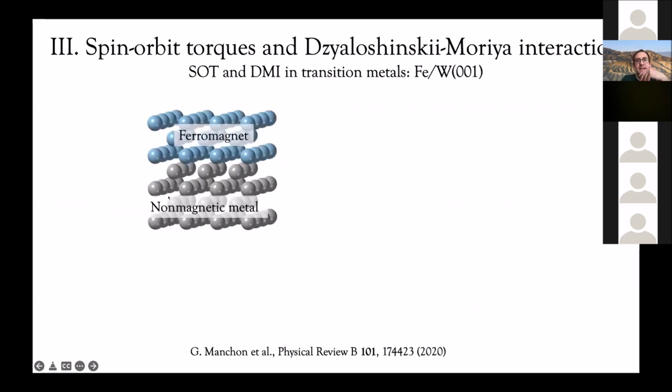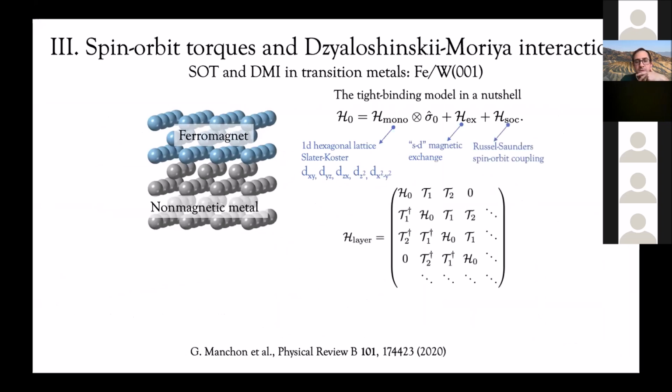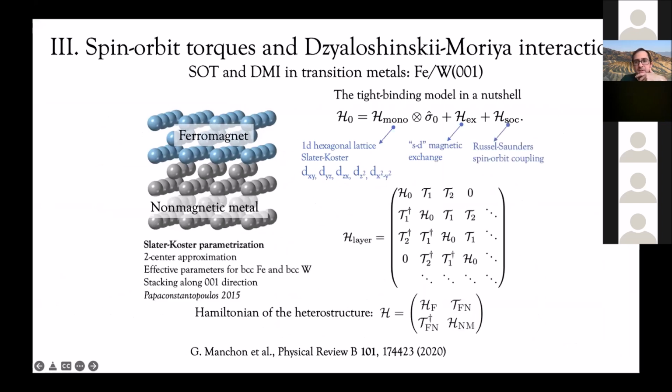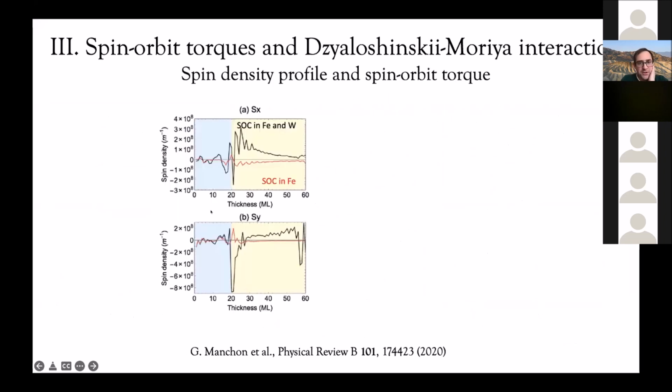So if I use my bilayer, here I have some information on how to build this layer. We have all the 10 d orbitals, the Russell-Saunders atomic spin-orbit coupling, and some effective sd exchange. Once we have that, we can calculate the spin-orbit torque and the Dzyaloshinskii-Moriya interaction. So here is the current-driven spin density across the layers. You have the ferromagnet here, and you have the heavy metal.